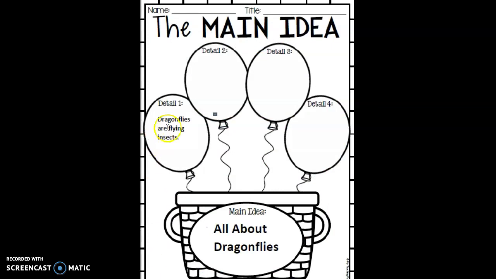So here's my worksheet, and as you can see under detail 1, I put that dragonflies are flying insects. So what we're going to do is I'm going to go ahead and continue reading our book, and I'm going to ask you to stop once in a while to think all about dragonflies.